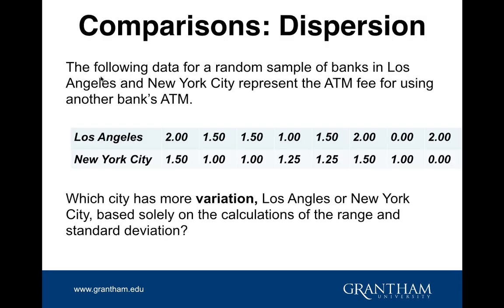Now let's look at the example again. So we have the ATM fees for Los Angeles and the ATM fees for New York City. And the question has changed a little bit. Instead of asking about averages or asking about which one is higher, we want to know which one has more variation. That means more change from one value to the next, how much spread there is between the values.